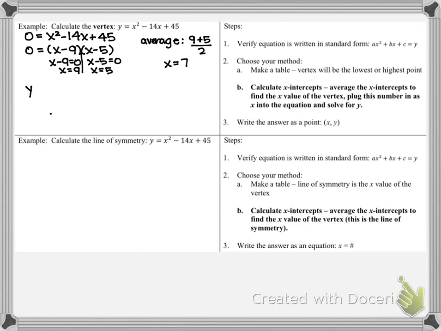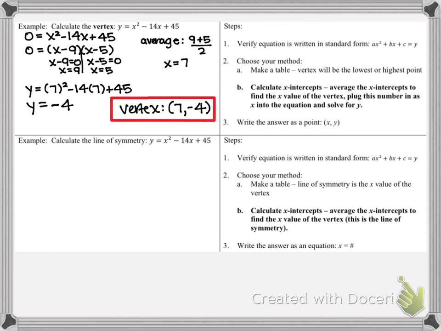So we go back to the original equation, and everywhere we see an X, we're going to plug in a 7. And calculate this Y value as -4. Now we know what the vertex is going to be. Take the X value that was the average, and then take the Y value that we calculated after plugging it in. That's going to be the location of our vertex.